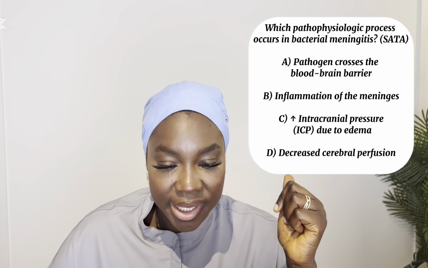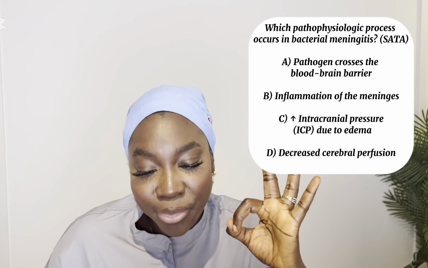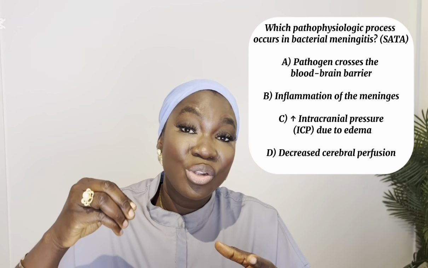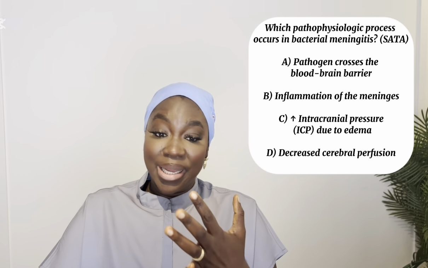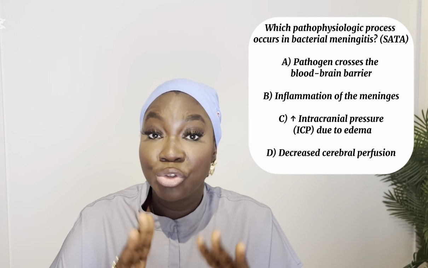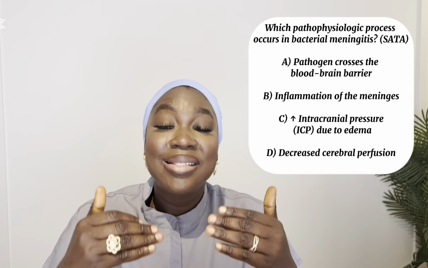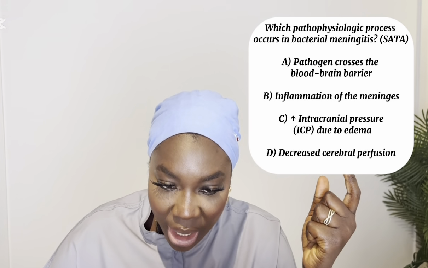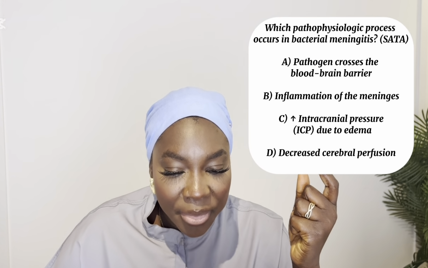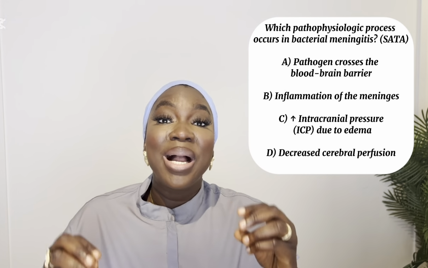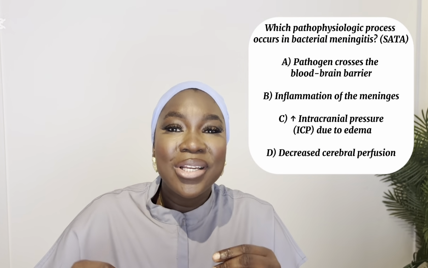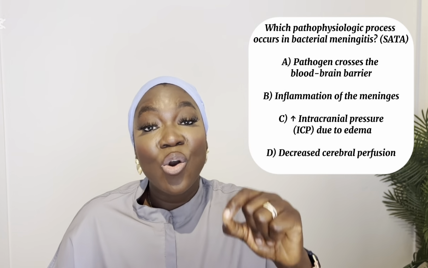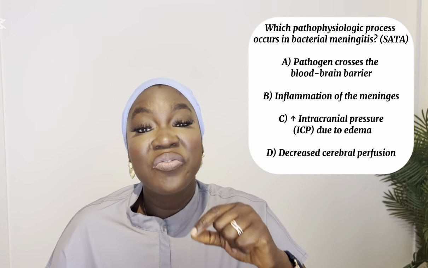Now let's go through this. Now it says pathogen crosses the blood-brain barrier. Absolutely, I just told you, when the virus or the bacteria, the organism that will cause the infection, it can be bacteria, it can be virus, once they enter through the bloodstream or through other routes, they cross the blood-brain barrier and invade the meninges. Okay, so A is true, right? Now B says inflammation of the meninges. Absolutely. Once the bacteria reach the meninges, the body mounts an immune response, and that is when you see inflammation, and that can cause edema and irritation of the meninges.